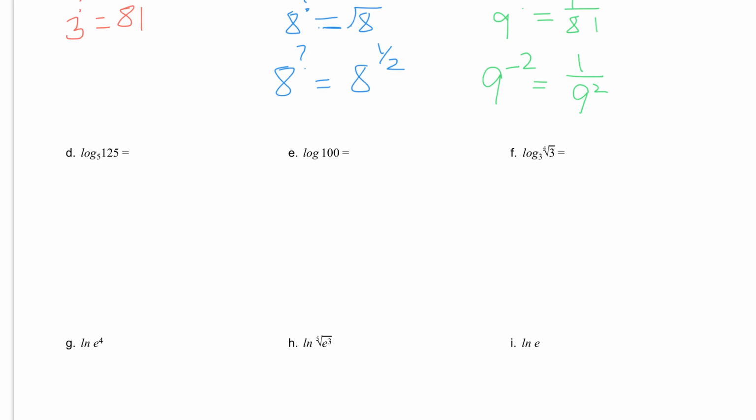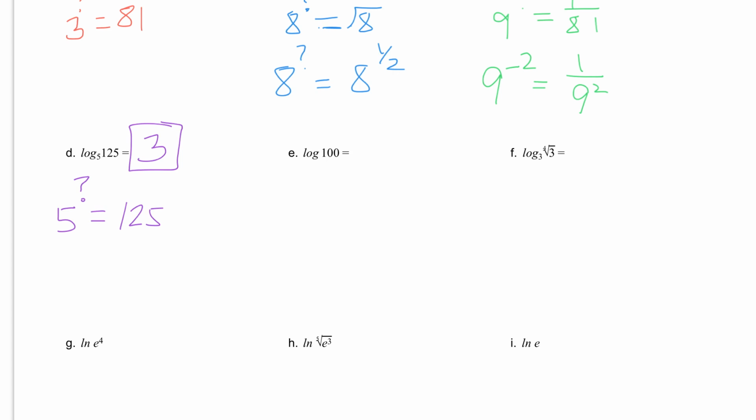If we look at letter D, we have the log base 5 of 125. So our base here is 5, and we're thinking 5 to what power is going to give us 125. So 5 to what power is 125 is what you need to figure out. And 5 to the third, which means 3 would be our answer. Our answers are always an exponent.